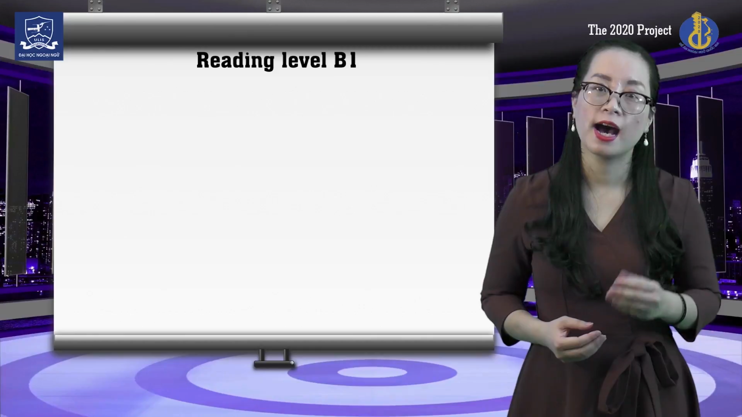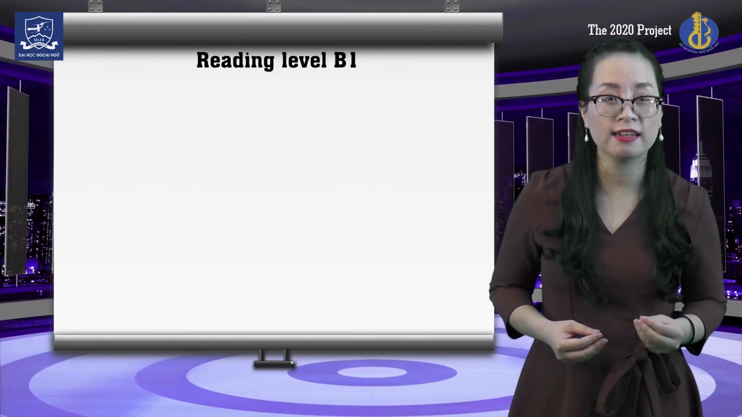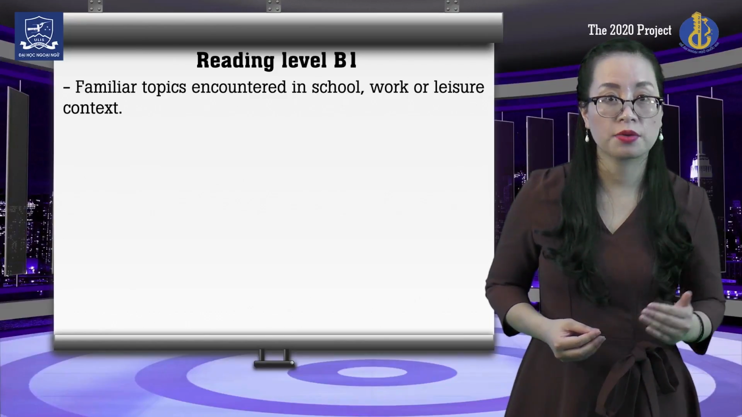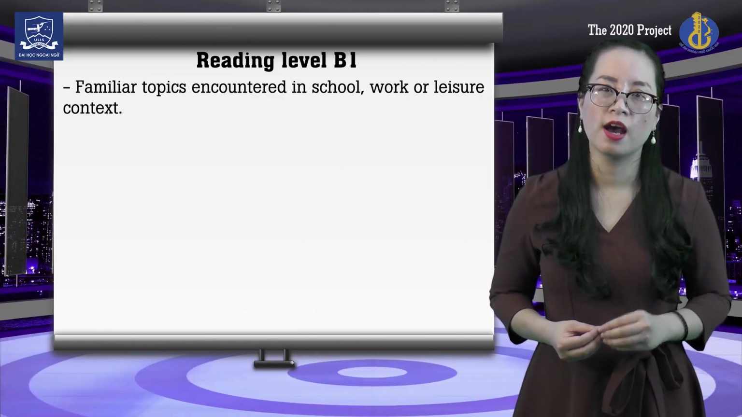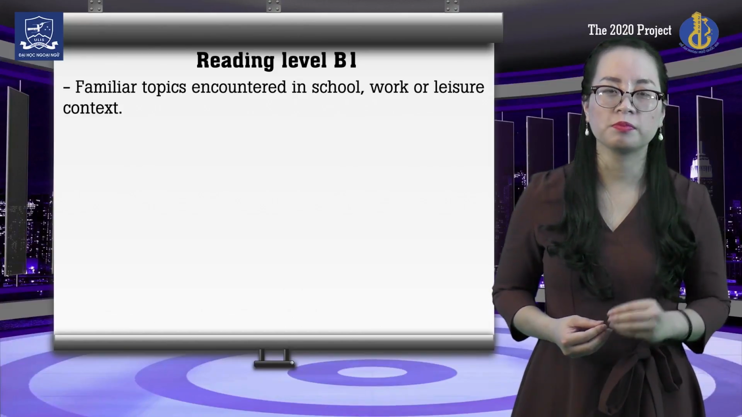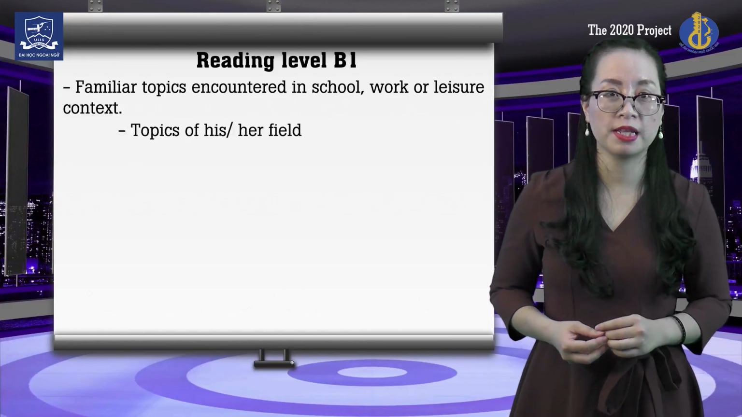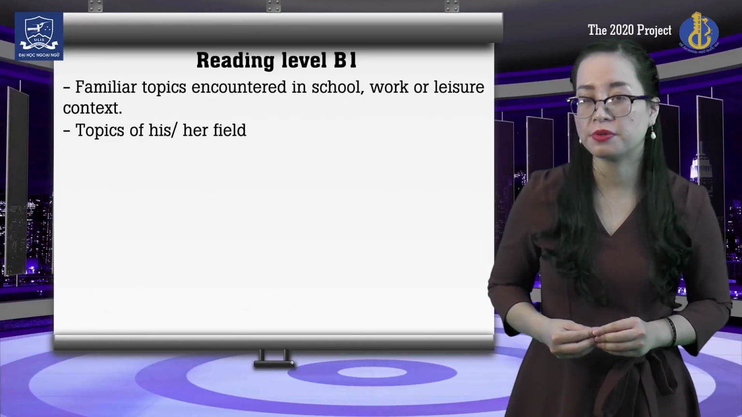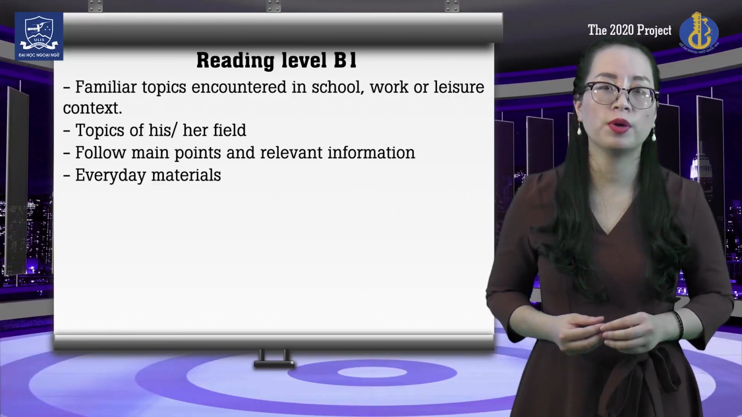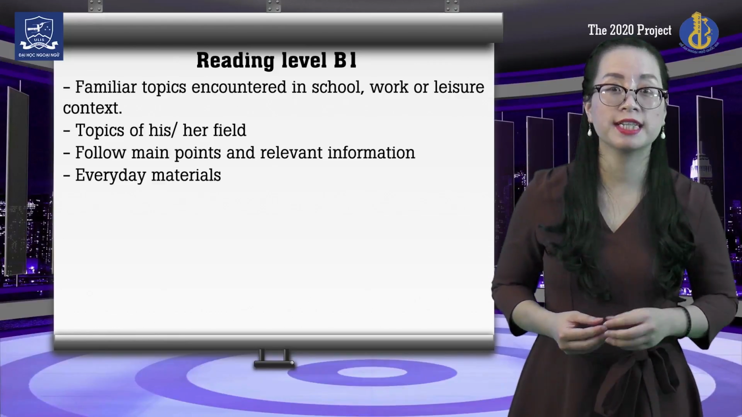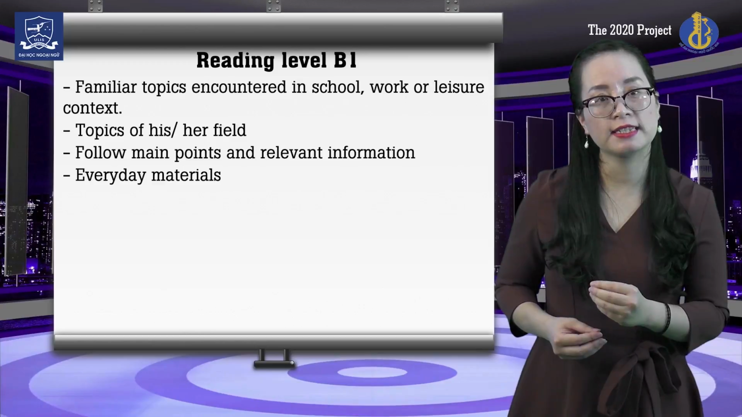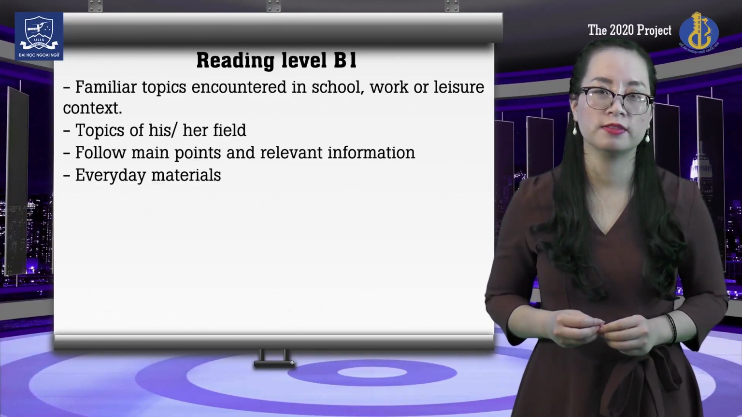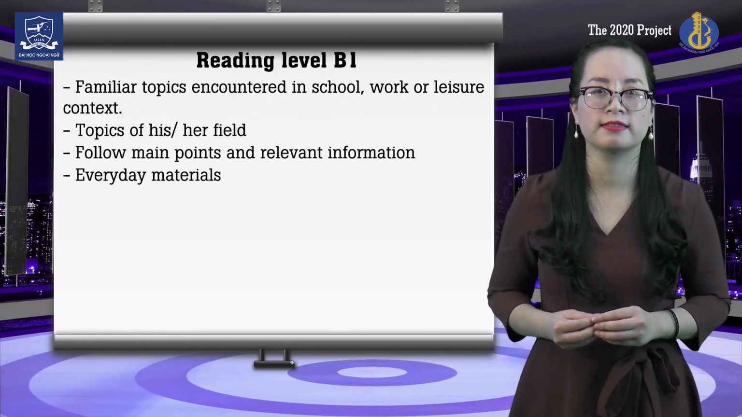So, in short, at B1 level, students can understand the main ideas and relevant information, though not necessarily in specific details, of a wider range of texts, provided the topics are familiar or of his field, and the texts are everyday materials such as straightforward factual texts, short narratives, description of events, feelings, wishes, letters, brochure, short official documents, and some technical information.